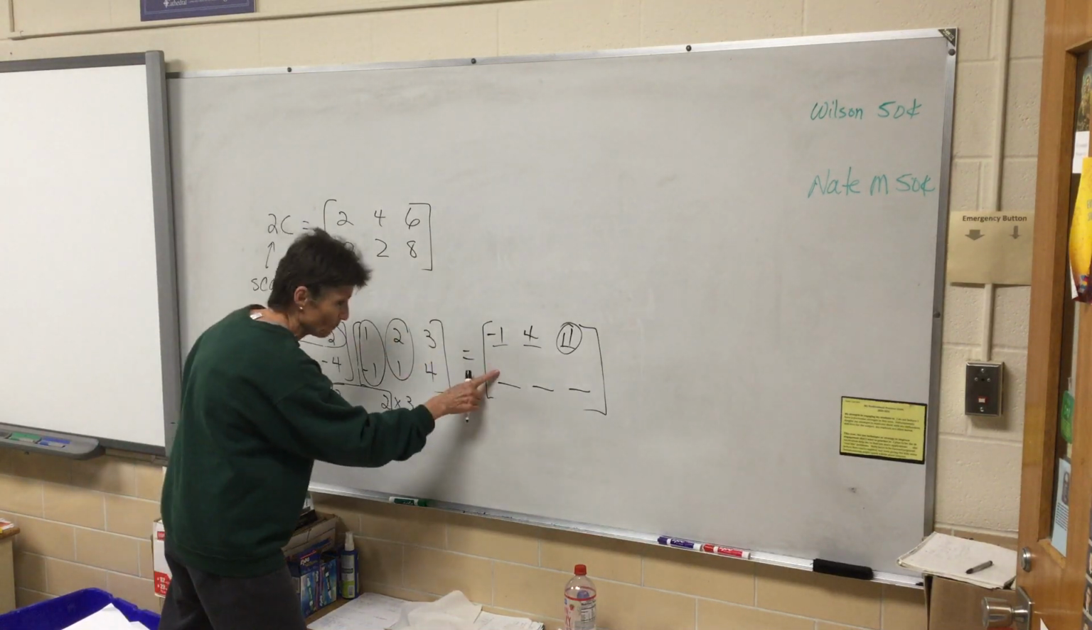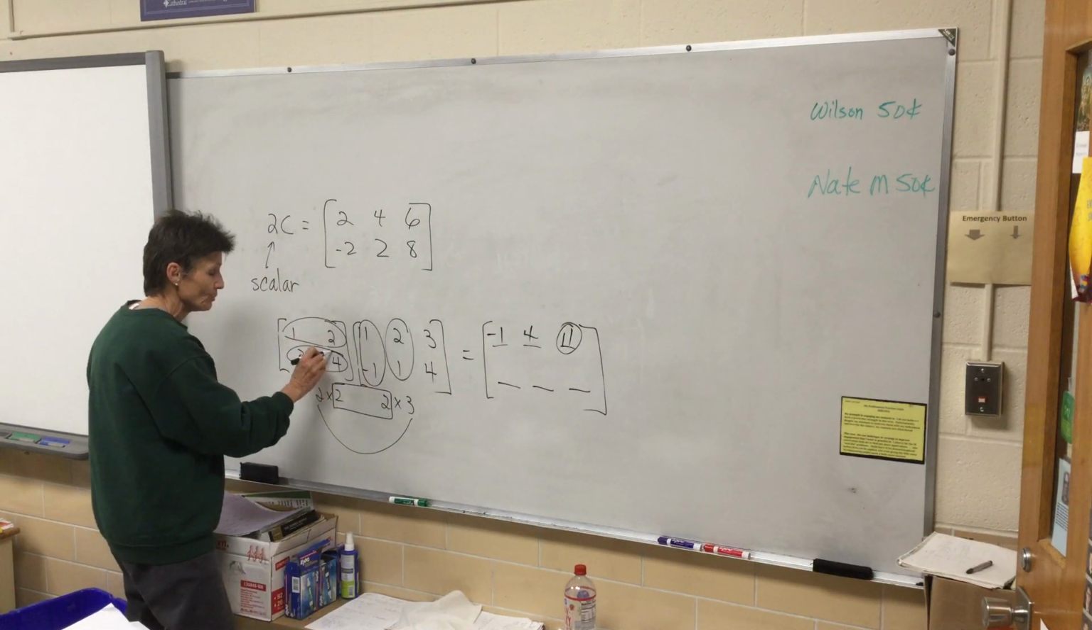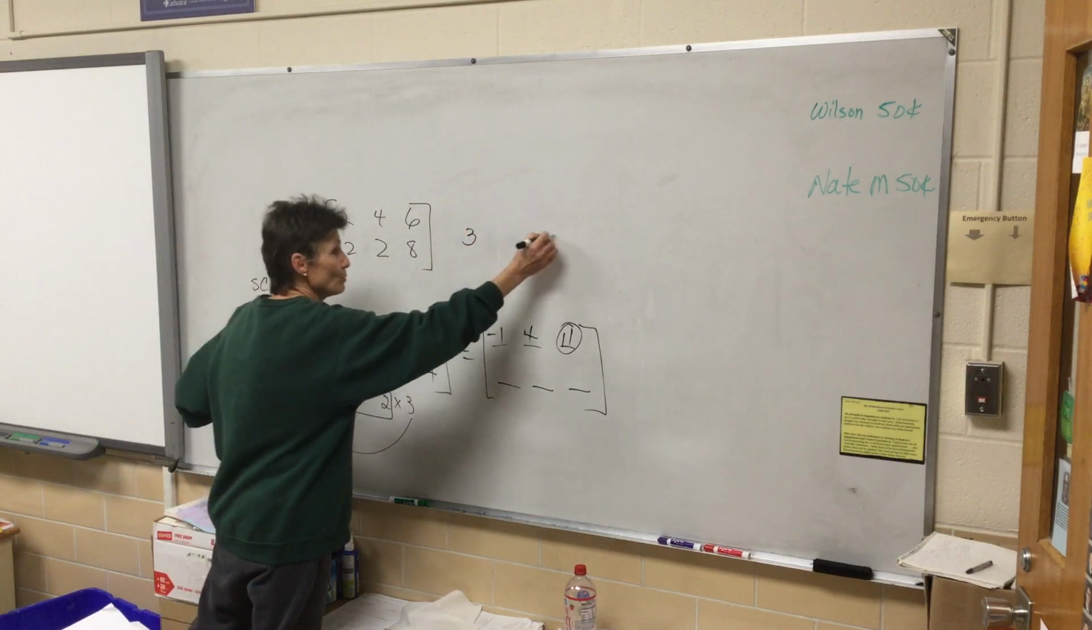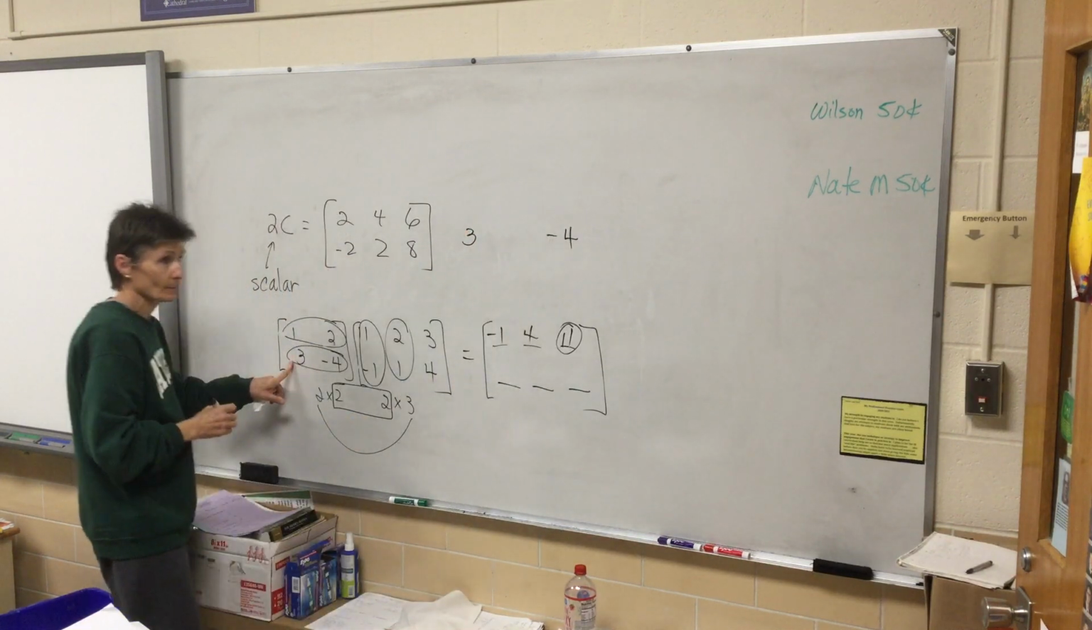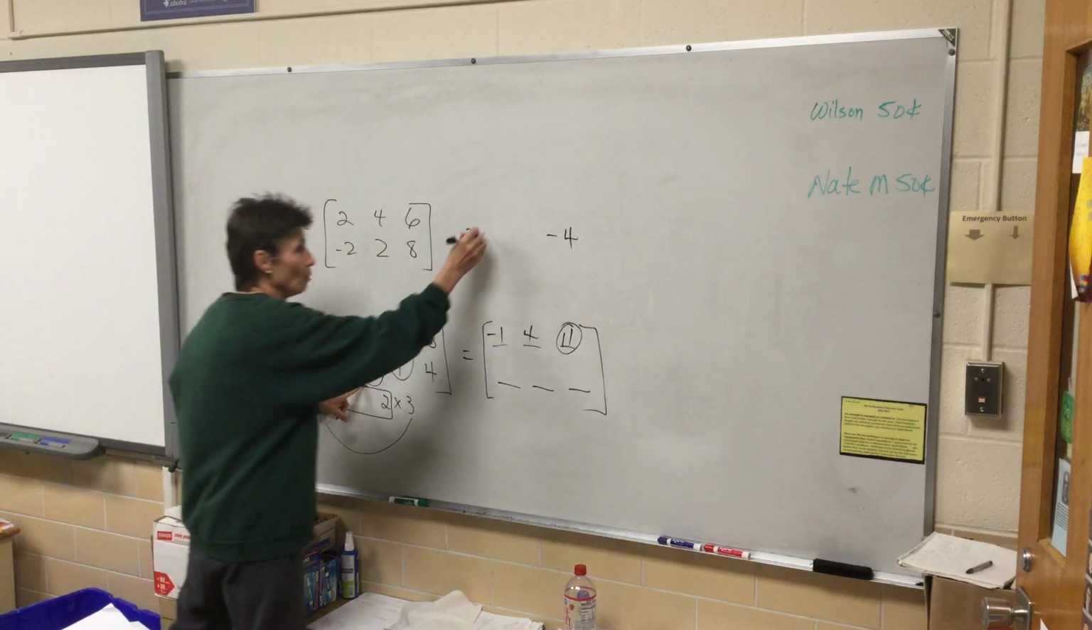I'm going to find this number right here. This number is in row 2, column 1. So I'm going to write down row 2, and next to those numbers, I'm going to put column 1.